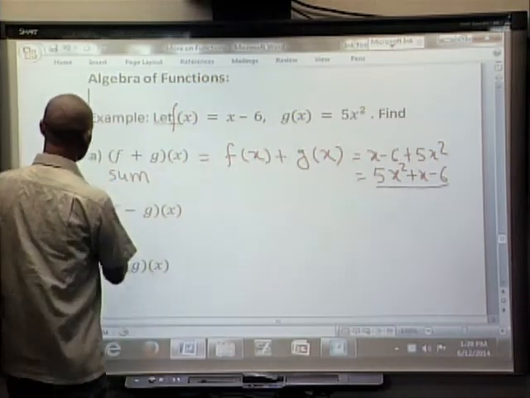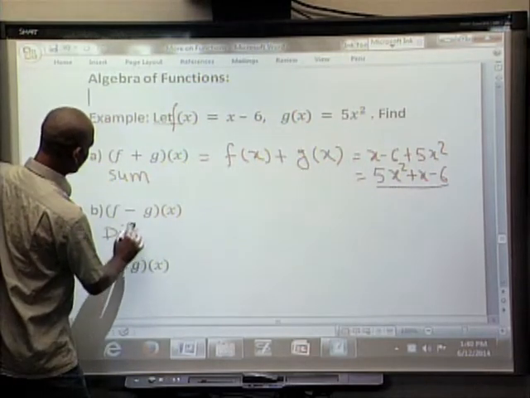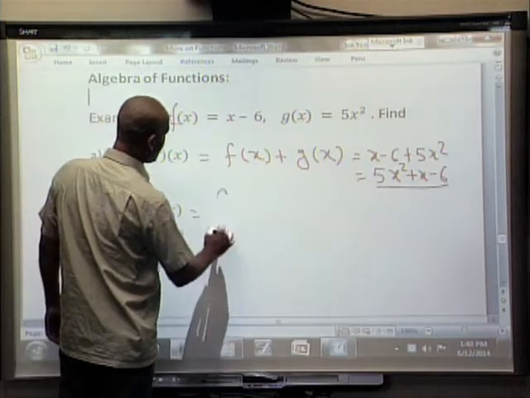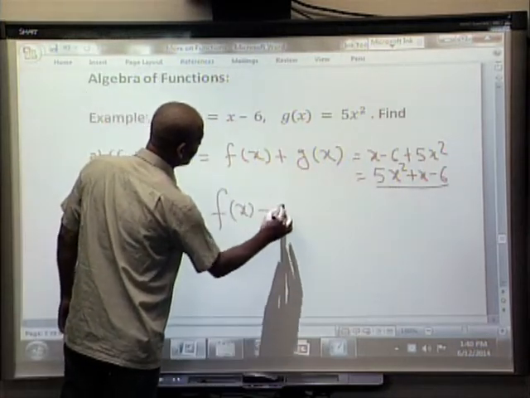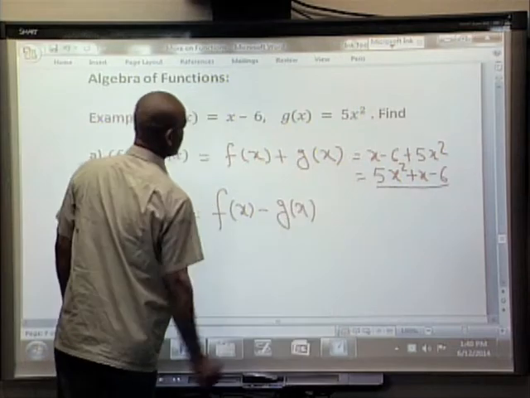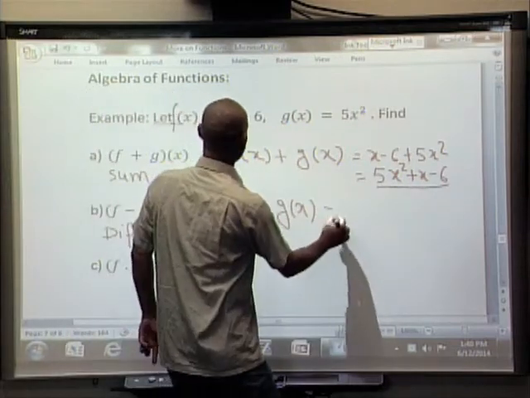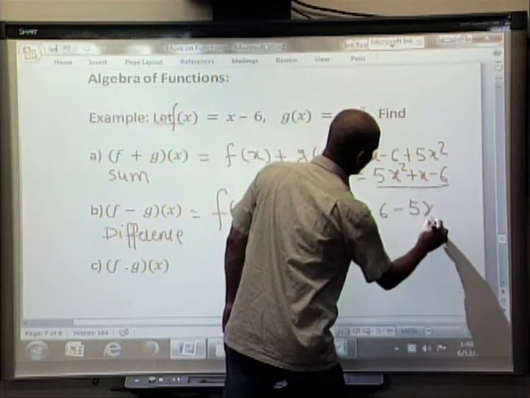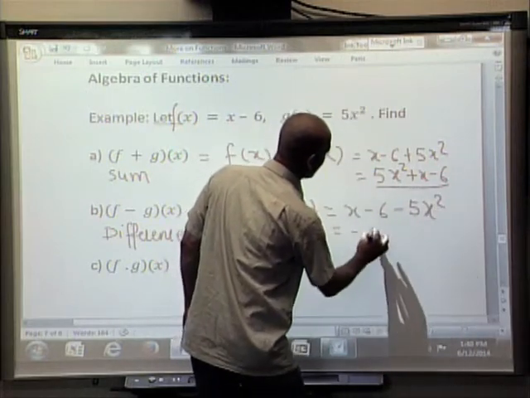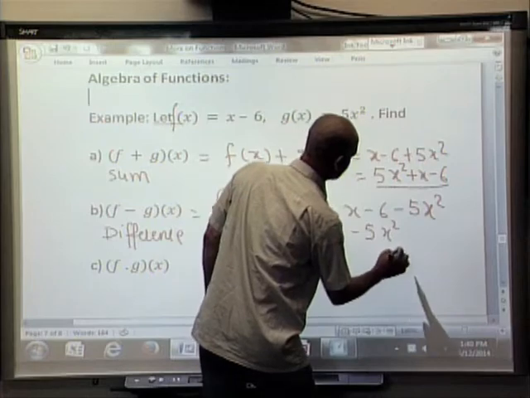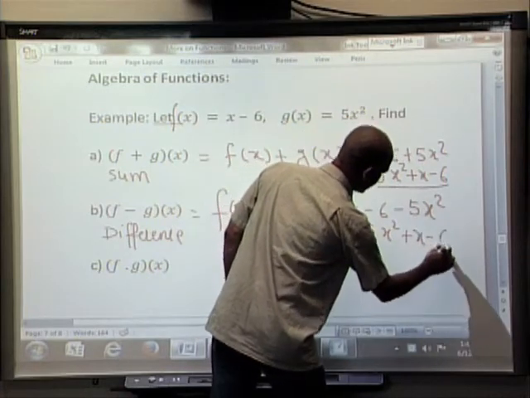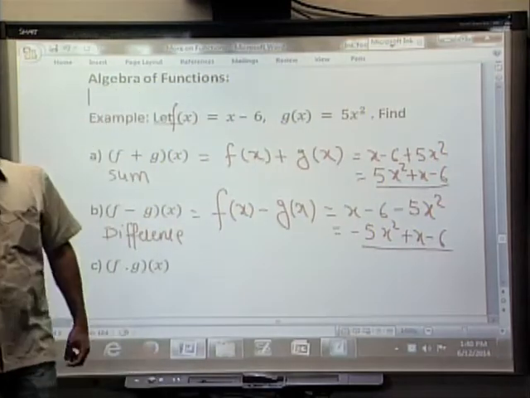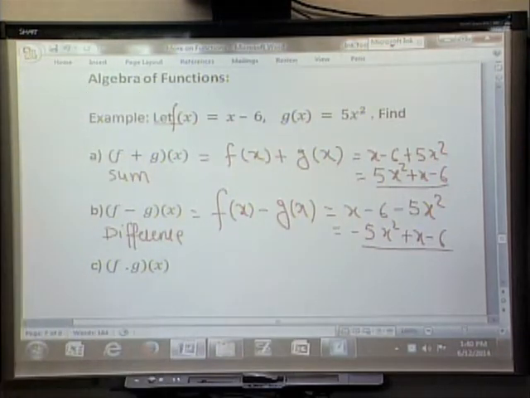The same thing holds true for the difference. If we want to find the difference of two functions, basically subtract the formulas of the two functions. So in this case, x minus 6 is f of x, g of x is 5x squared. So if I rearrange them, I'll get negative 5x squared plus x minus 6, a new function which came by subtracting the two given functions.